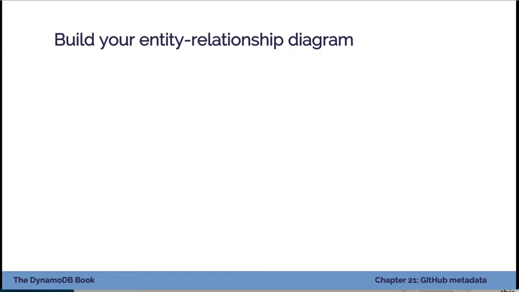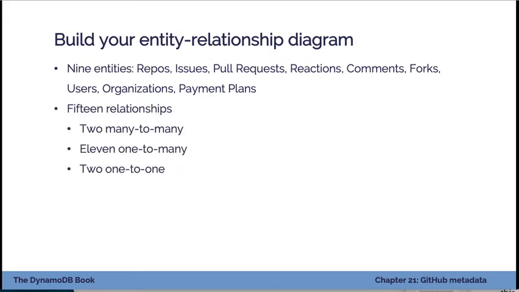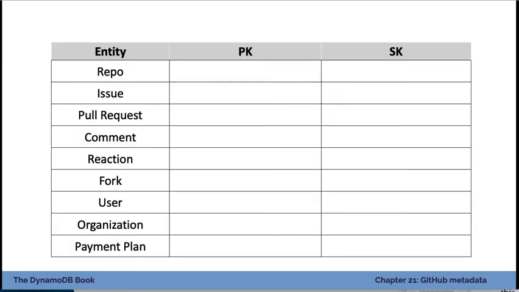Let's review that quickly just to summarize. We've got 9 entities: repos, issues, pull requests, reactions, comments, forks, users, organizations, and payment plans. We also have 15 relationships. 2 of those are many-to-many, 11 of those are one-to-many, and then there's 2 one-to-one relationships as well. So if we design our entity chart here, we put our 9 entities down the side, and then we also have our PK and SK for that composite primary key if we're going to use it.